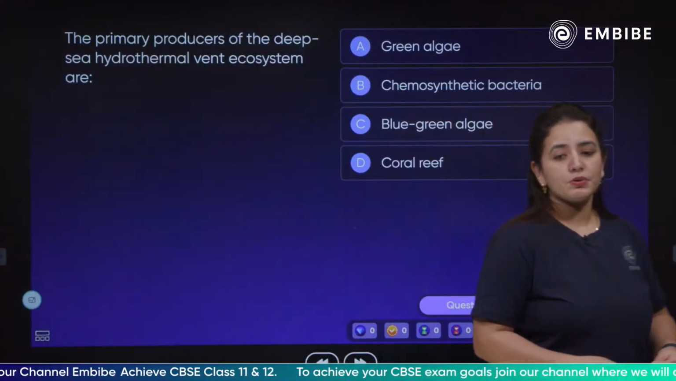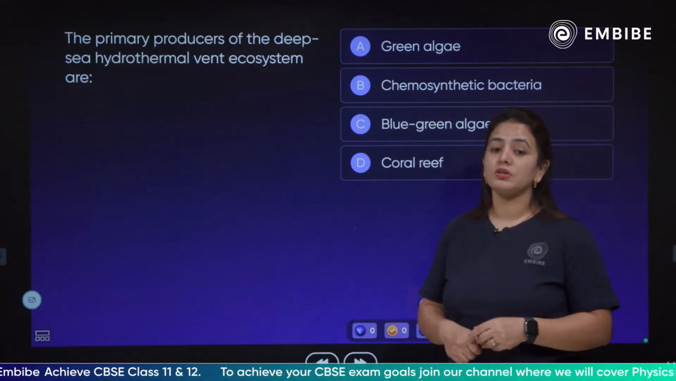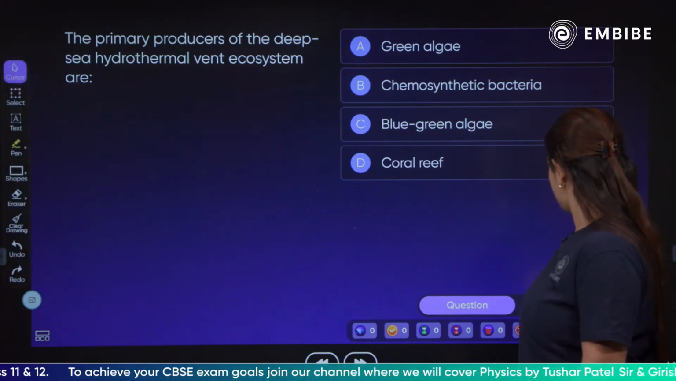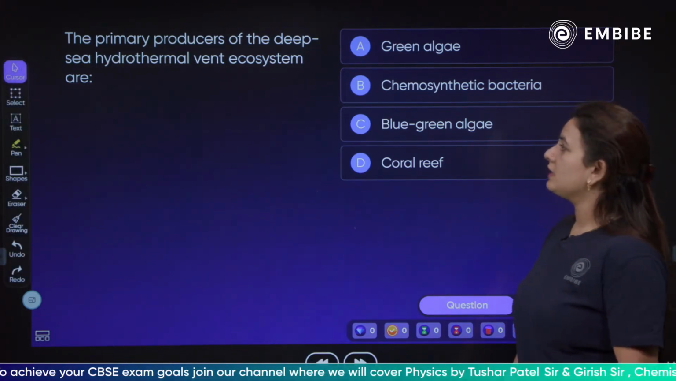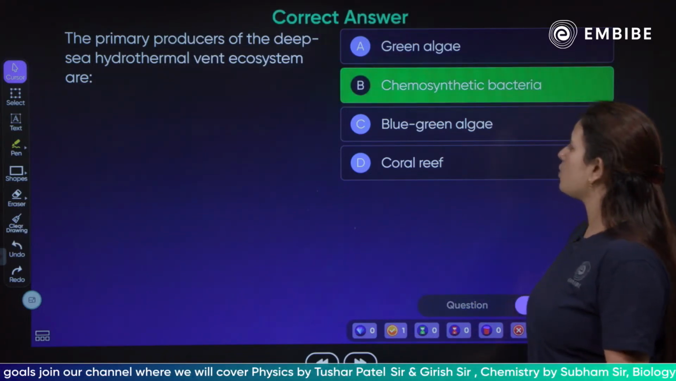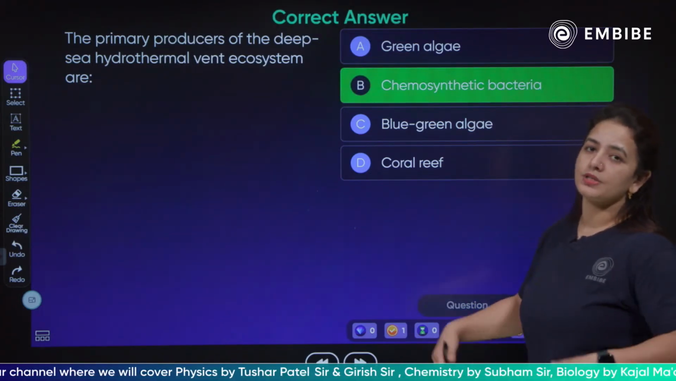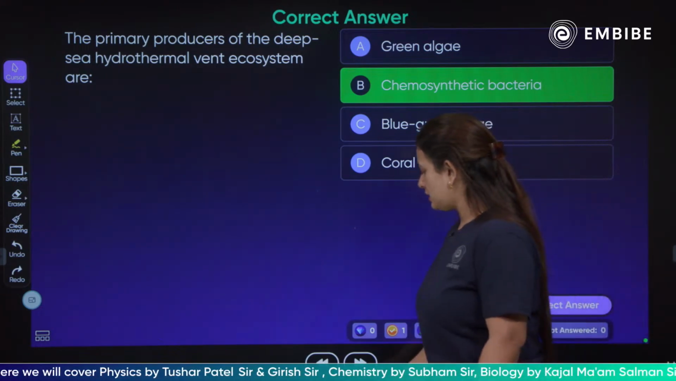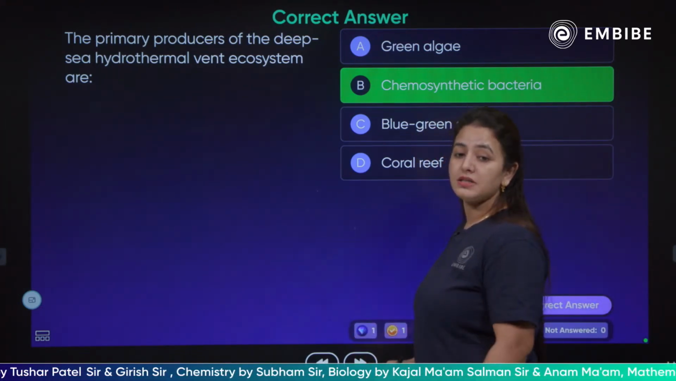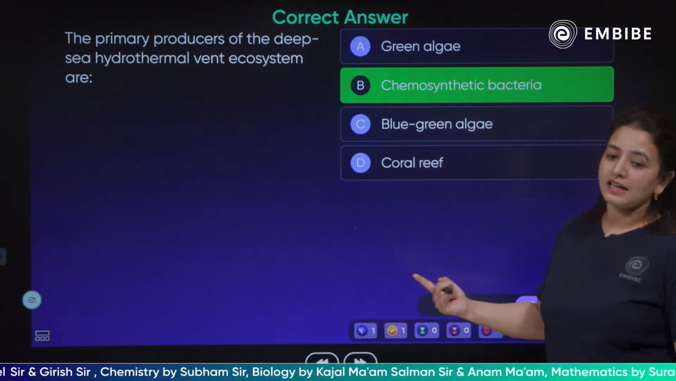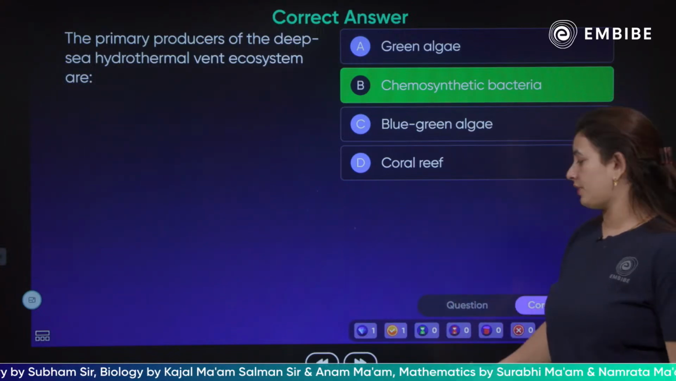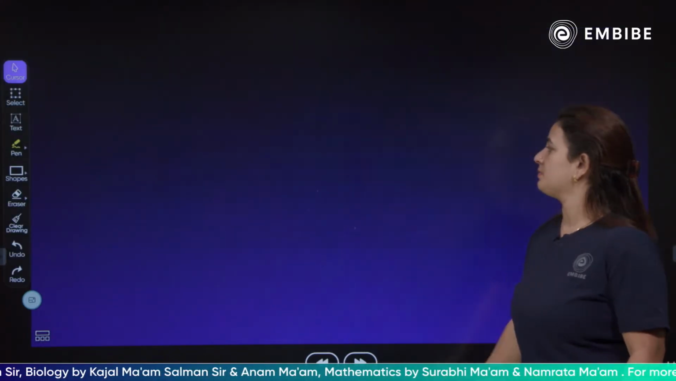The primary producer of deep sea hydrothermal vents, what do you think is present in the deep hydrothermal vents? Yes, of course, the chemosynthetic bacteria, which are also our thermoacidophiles, are present in the deep sea hydrothermal vents. Not green algae, because green algae do photosynthesis, not blue green algae, and the coral reefs, of course, are not possible. Okay.